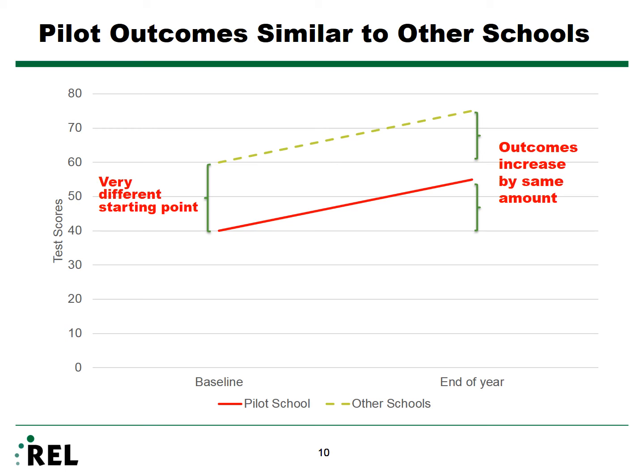The pilot school had test scores 20 points lower than the scores for the rest of the schools in the district. This is a pretty common situation for a district or school that's trying a new program. We often implement new programs in the schools that are struggling, so we need to be careful that we use an appropriate comparison group of similar schools before we make any conclusions.